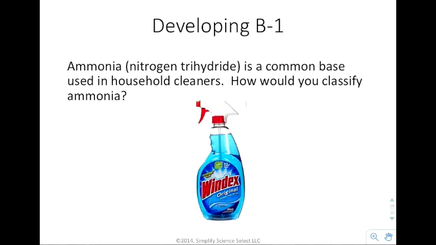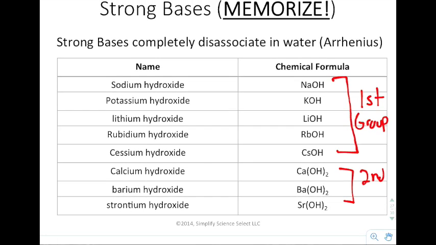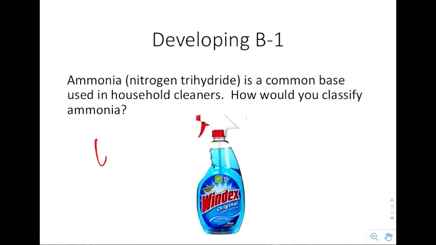So, ammonia, nitrogen trihydride, is a common base used in household cleaners. How would you classify ammonia? And if you look, ammonia is not on your strong base list, so you would classify it as a weak base.